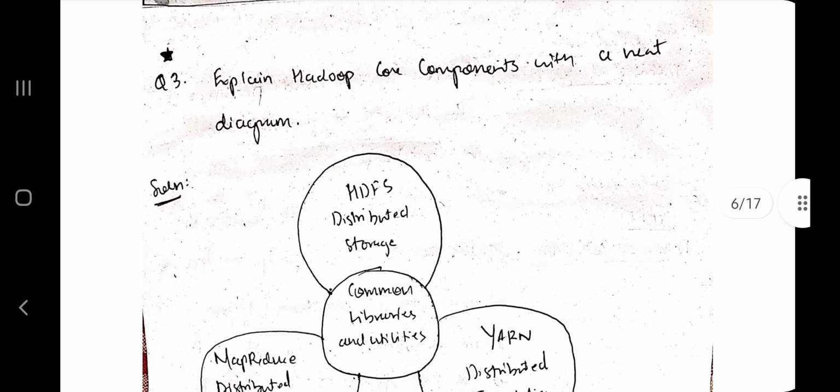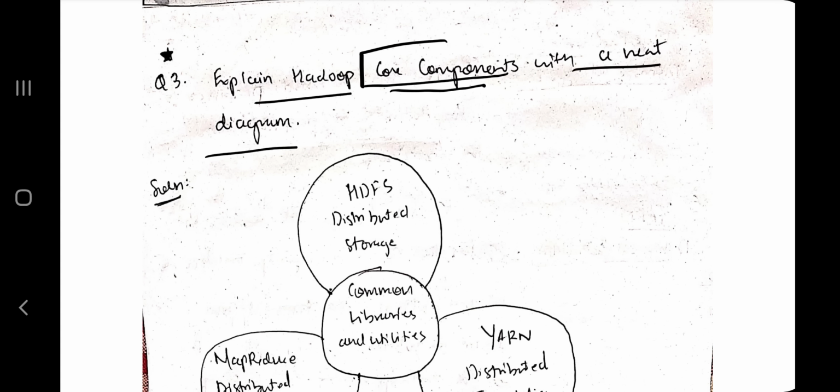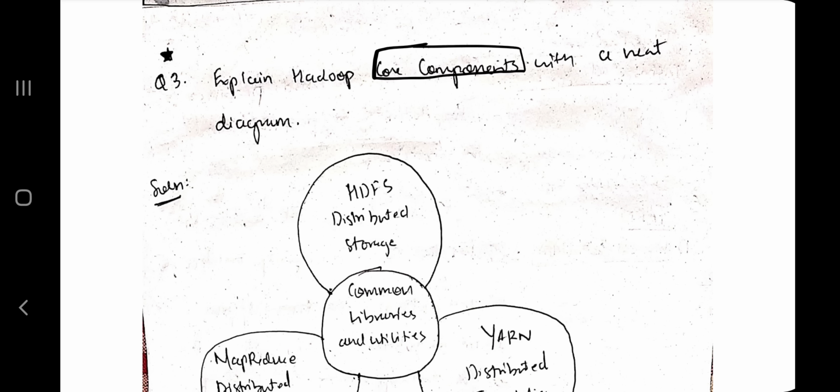Moving on, we have the third super important question: explain Hadoop core components with a neat diagram. Observe carefully. They can ask you about the ecosystem, the essential tools, the architecture, the execution model, or the core components. Many different questions are there, so pay attention. Only then will you know what answer you have tried for what. Otherwise, you will lose marks.